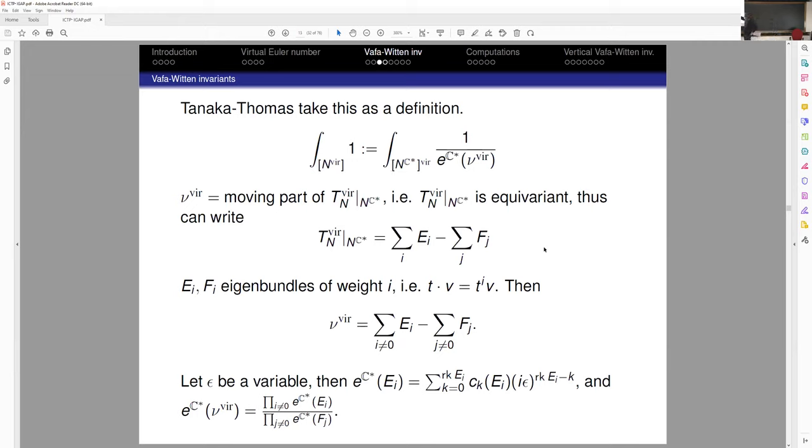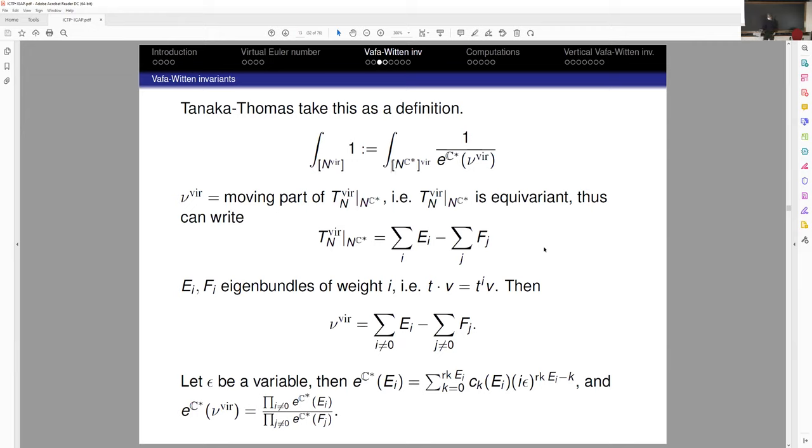Now we have unfortunately to remember that the virtual tangent bundle is a difference of two vector bundles, so we have a difference of two such decompositions. The virtual normal bundle is then a difference of two such sums of eigenbundles of weight r, where on the fiber, T in C star acts by multiplying by T to the r. And the virtual normal bundle is just the part where this weight is non-zero. So you just take it. That's why they call it the moving part, where T moves something. So then we know what this virtual normal bundle is, but then we have this equivariant Euler class. That looks even more scary. Now, here I can, however, just write it formally.